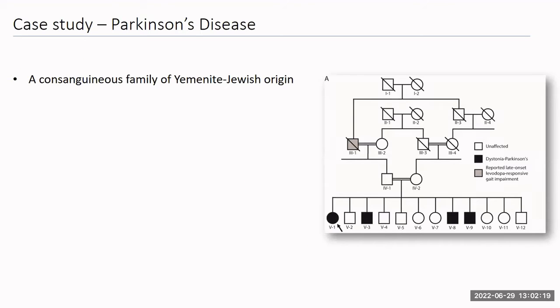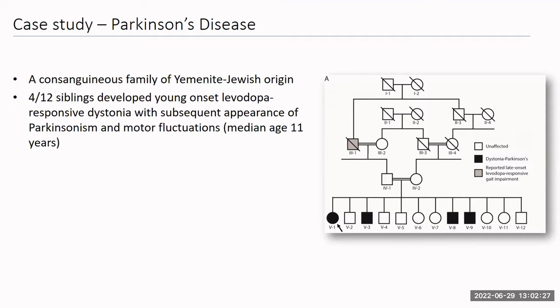The story that I'm about to tell you today is on a consanguineous family of Yemenite Jewish origin. As you can see here in the pedigree, 4 out of the 12 siblings developed young onset dystonia with a median age of 11 years. So this is really young. The first reported symptom was dystonic foot inversion during walking in 3 individuals, and upper limb action dystonia with tremor in the 4th individual. The dystonia gradually generalized to the other limbs with asymmetrical severity in all the affected individuals.